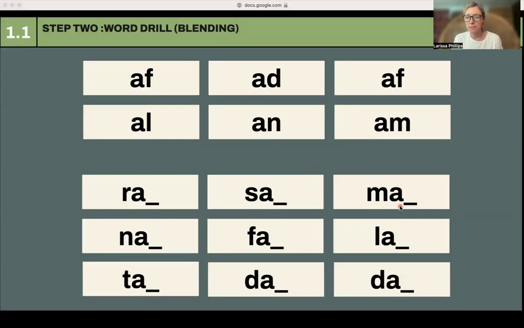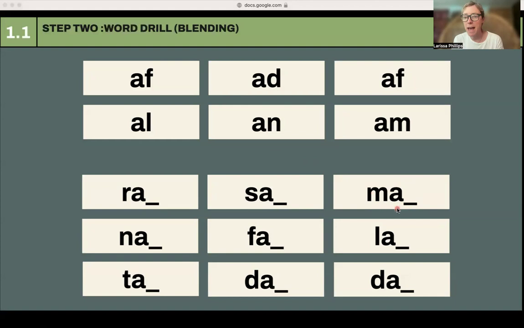Ma. Now this looks like ma. You might know this word as ma. Doesn't matter. For now, for this exercise, because that line is there, we're understanding that there should be a letter there. It should be mad or mat. But I just want you to practice blending those first two sounds together.